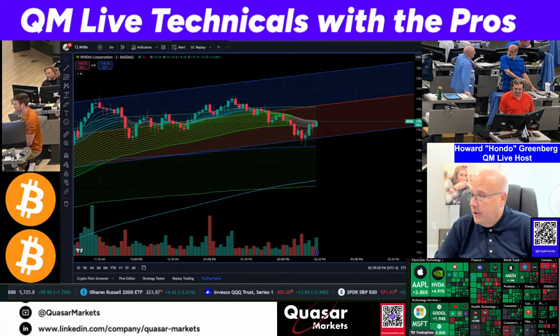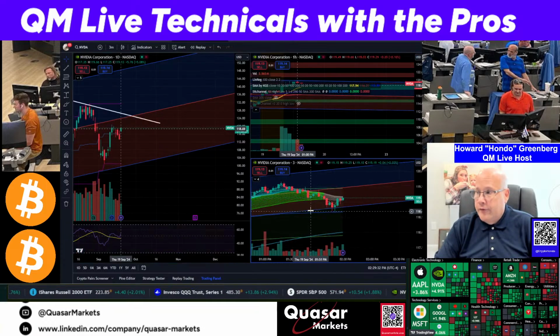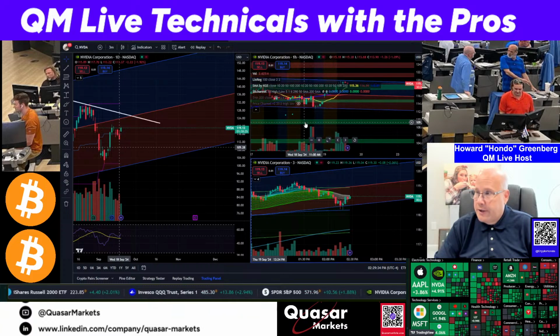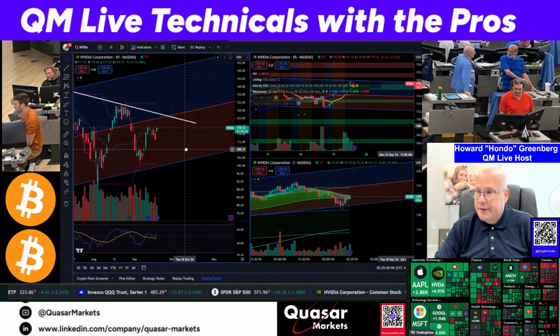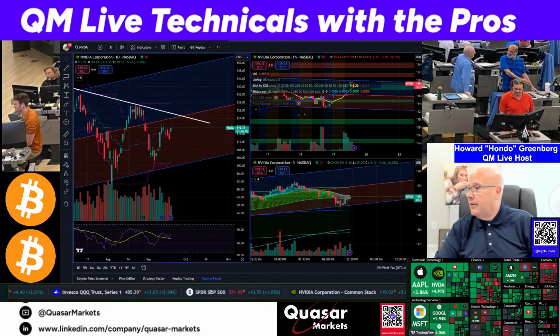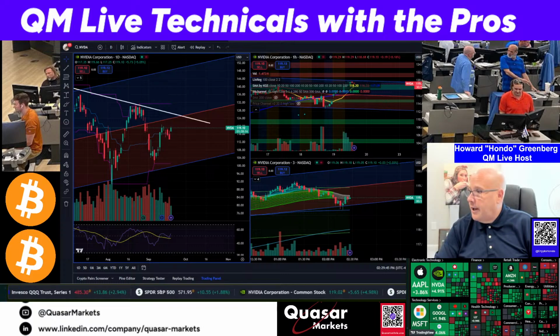But NVIDIA hit as high as 119.66 there. So if you've been playing NVIDIA for the swing the last few days, it got down as low as 113 and then made this move. That's a nice little move up. A couple of other things I was looking at here.